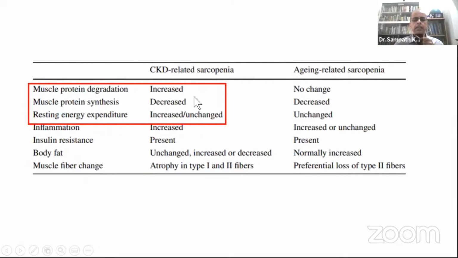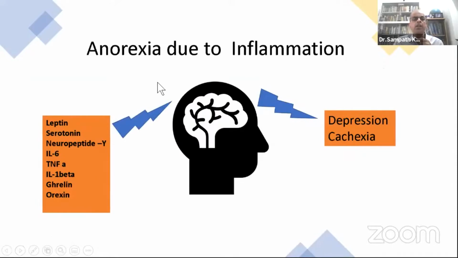And there is a difference between CKD-related sarcopenia and aging-related sarcopenia. In aging-related sarcopenia, there is no change in protein degradation, and protein synthesis is decreased. Whereas in CKD, degradation increases, synthesis decreases, and the resting energy expenditure also increases. This is because of the sympathetic overactivity which happens all the time in patients with chronic kidney disease and inflammation. So you have every reason why muscles get catabolized.